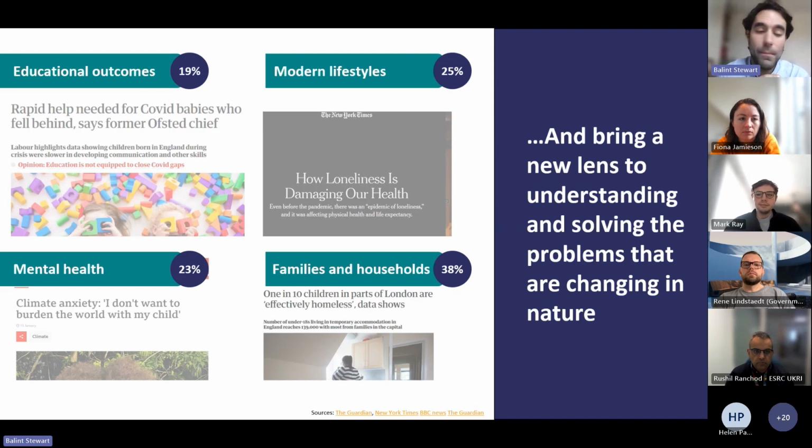And of course, things like the impact of the COVID-19 pandemic and other transformative events like that. So really bringing a new lens to understanding problems that I guess are changing in nature.